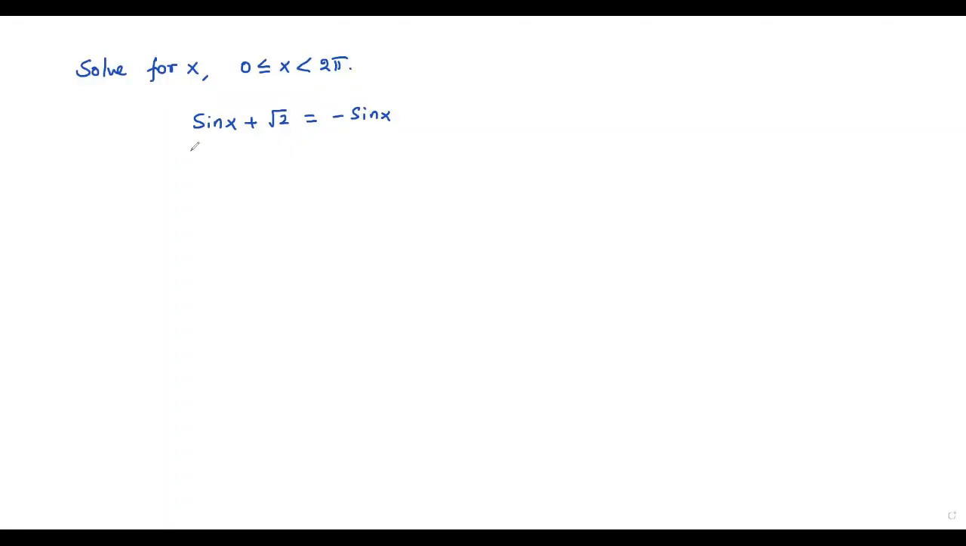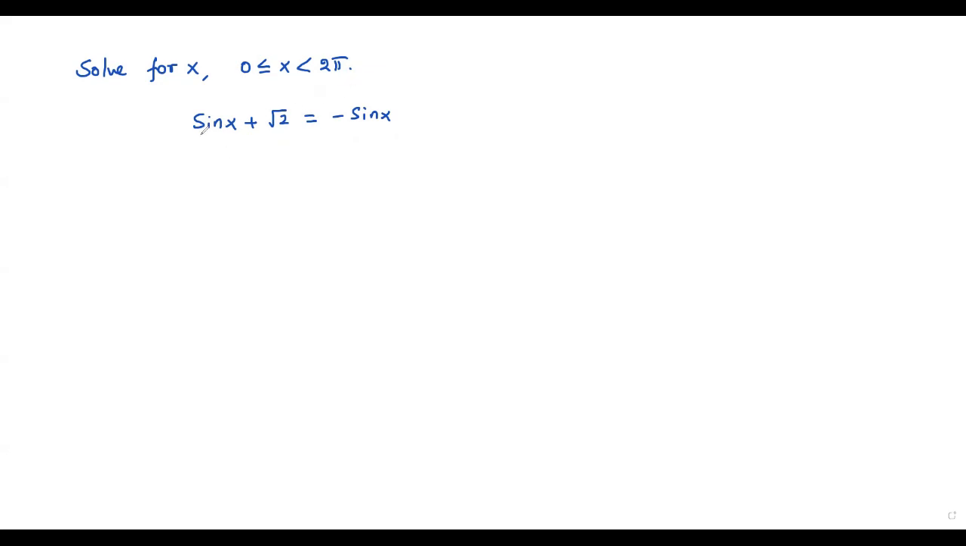Here we have a problem in trigonometry. That is, we have to solve for x in the given trigonometric equation, and the value that we find for x has to be in this interval 0 less than or equal to x less than 2 pi, and also this interval clearly covers all the 4 quadrants.